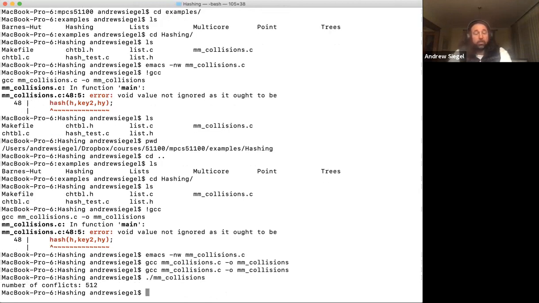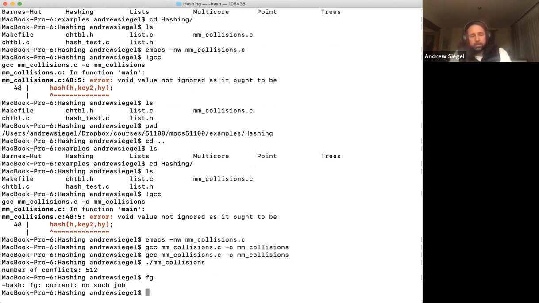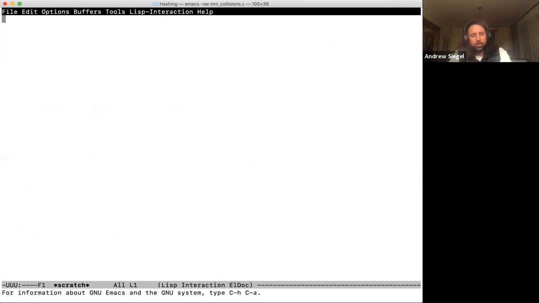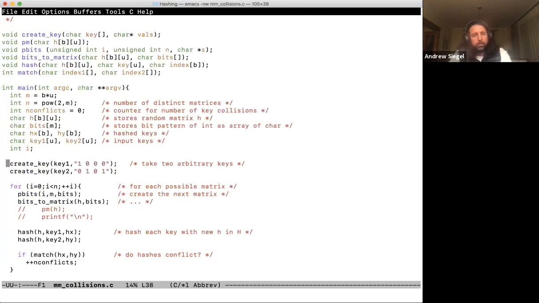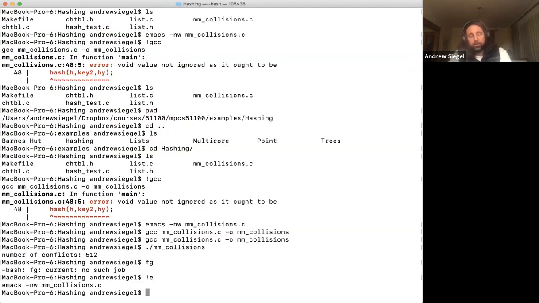So if I run this, I get 512 conflicts, and 512 is 2 to the 9th power. Okay, so let's just review what that means one more time. That means that of the 4,096 different little h's from capital H, 512 of them produced a conflict between these two keys. And the theorem says that it has to be the case for any two keys. I just picked two at random where the keys are different.